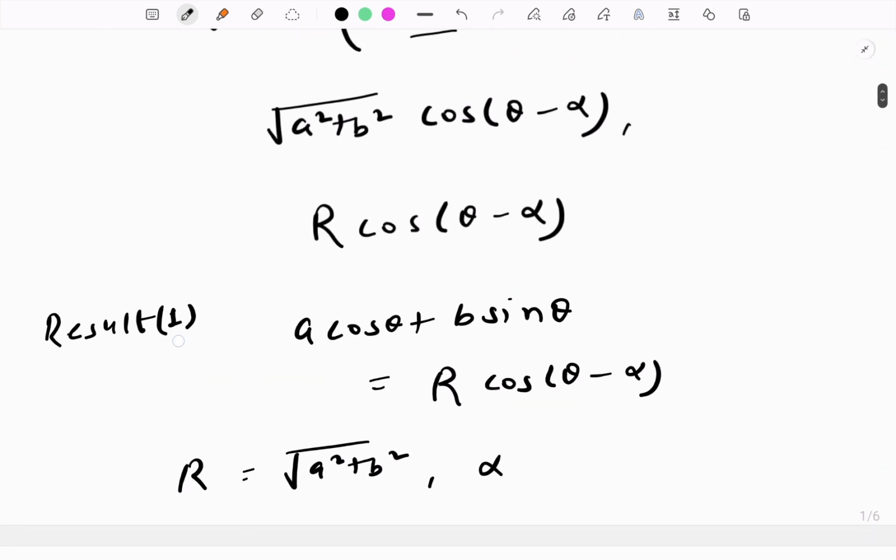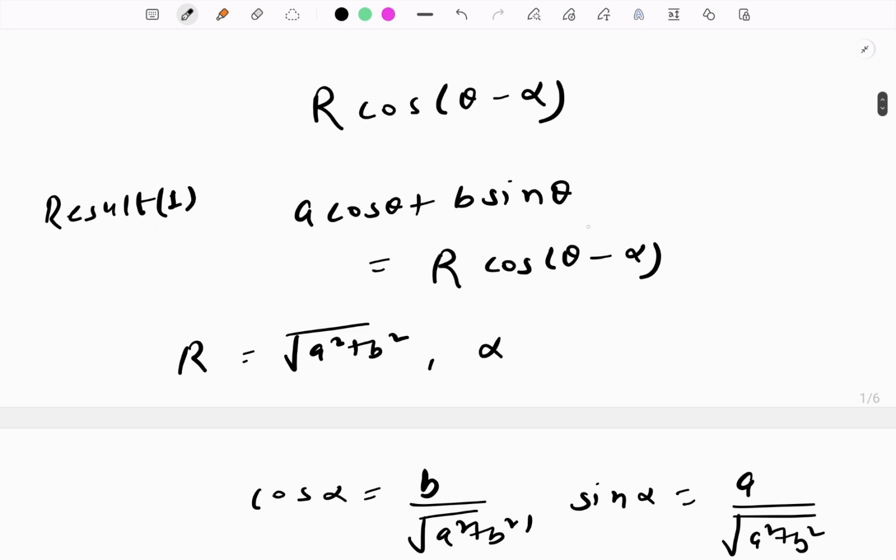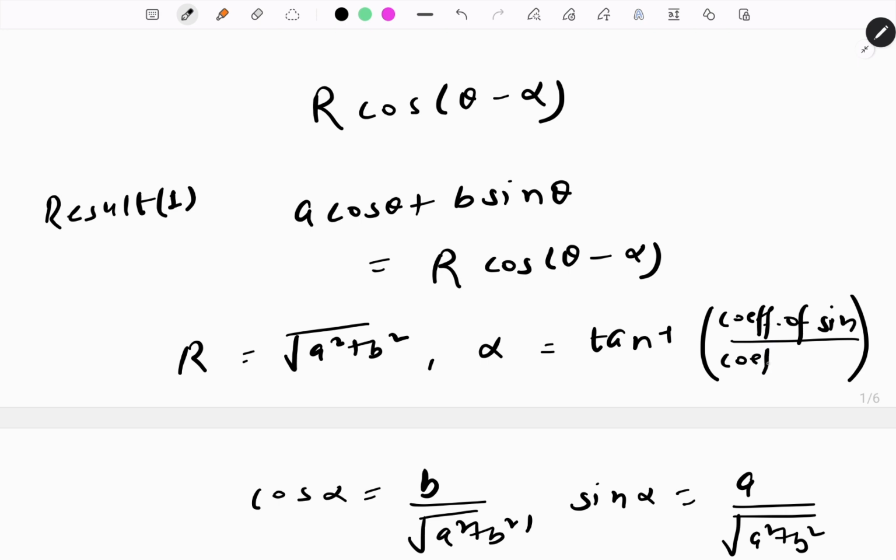So let's go back to the result. Result 1 was that a sin theta plus b cos theta can be converted into r cos theta minus alpha, where r is nothing but root a square plus b square, and alpha can be obtained by tan inverse of the coefficient of sine over the coefficient of cos. It is very easy to remember this because tan is sine over cos, so you can remember it as coefficient of sine and coefficient of cos.